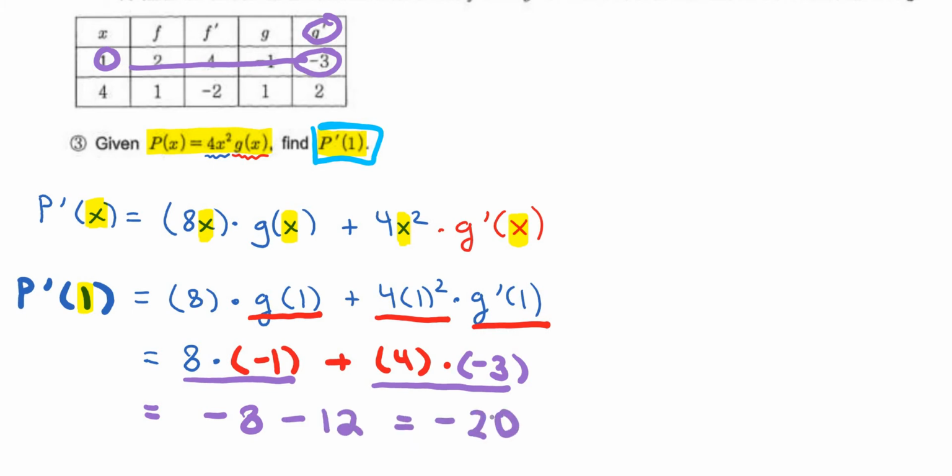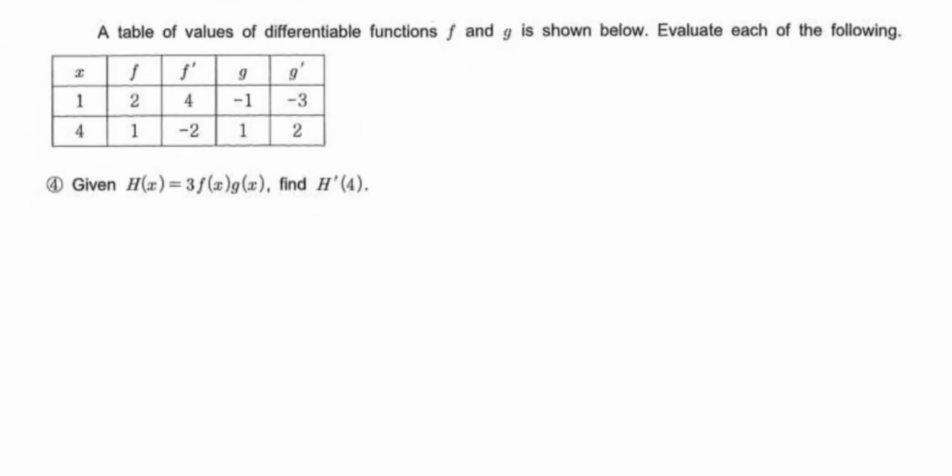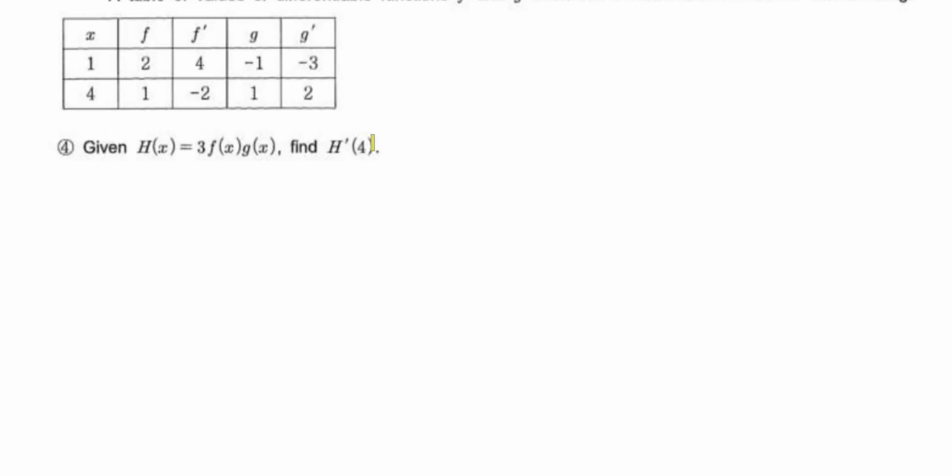So negative 20 is your final answer there. Okay, let's move on to question number 4 here. Same thing, I'm given that table of values, and I need to find the derivative value of h prime of 4. And here's my new function here.